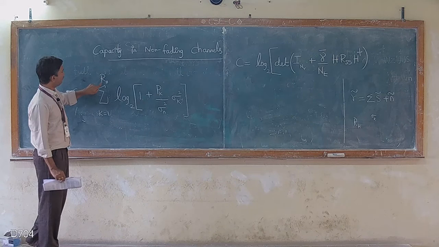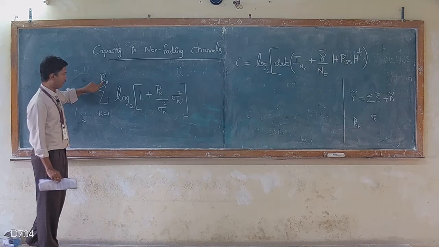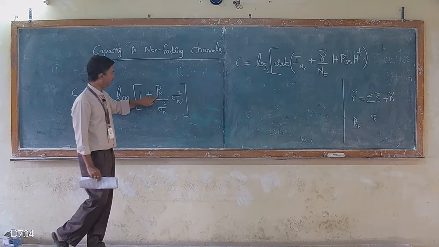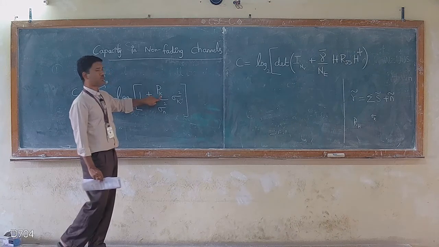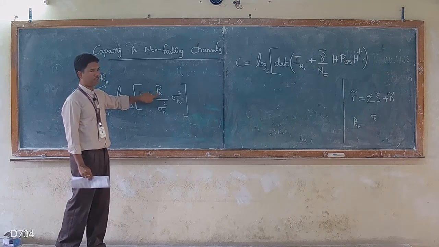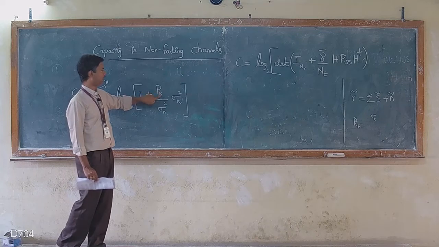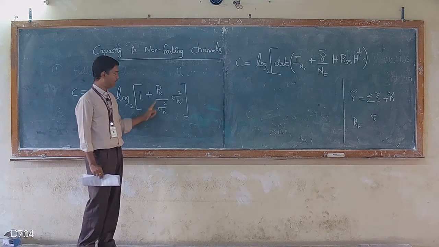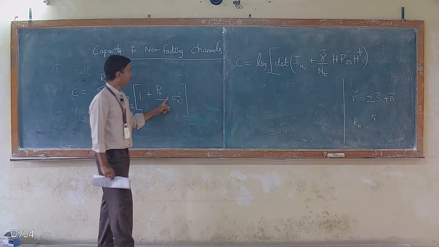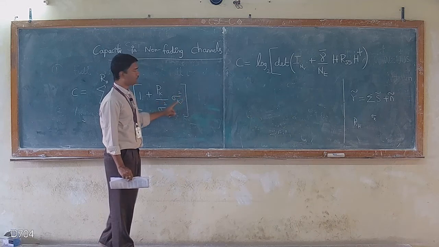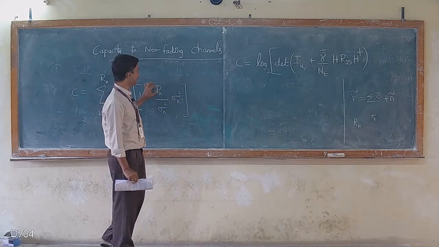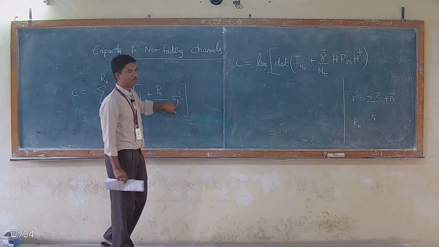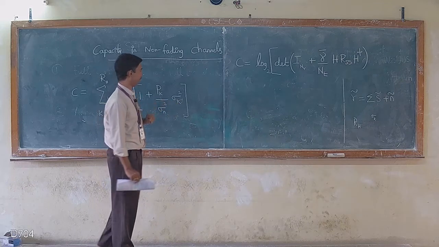RH is the rank of the matrix, and Pk is the power of the kth channel, and sigma n squared is the variance. This term corresponds to the variance of noise, and this is a factor which is going to determine the power transmitted through that particular kth channel.